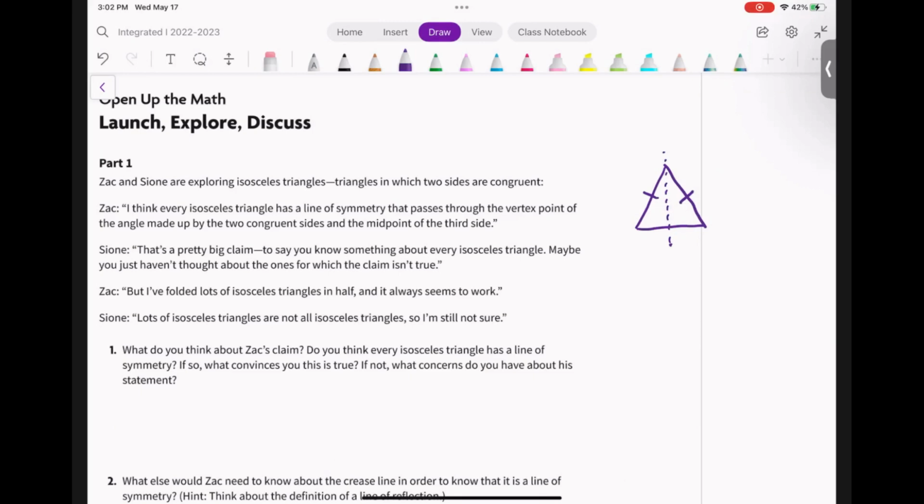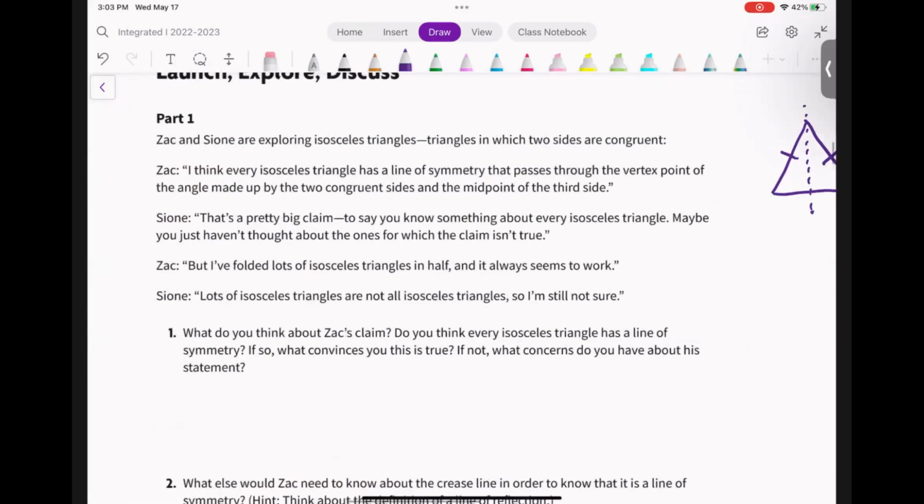Okay. That's a pretty big claim. Sion says, to say that you know something about every isosceles triangle, maybe you just haven't thought about the ones for which the claim isn't true. Zach, but I folded lots of isosceles triangles in half and it always seems to work. Sion, lots of isosceles triangles are not all isosceles triangles, so I'm still not sure.